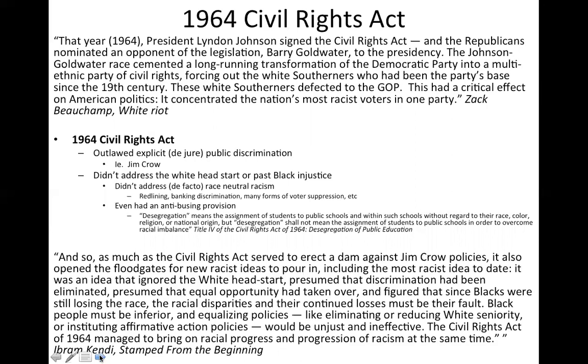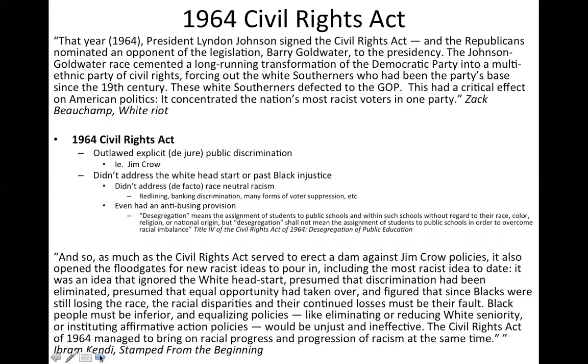It concentrated the nation's most racist voters into one party. So the Civil Rights Act outlawed explicit, or what we call de jure, public discrimination, like Jim Crow laws that explicitly said Black people couldn't go to this school or drink from this fountain or ride in this bus. But it left alone de facto discrimination, which was happening all over the North and West, like redlining, banking discrimination, and clever ways of voter suppression.